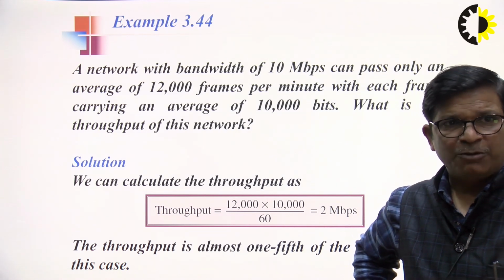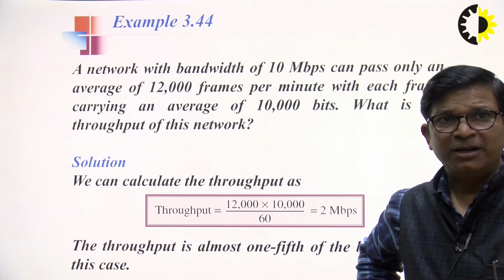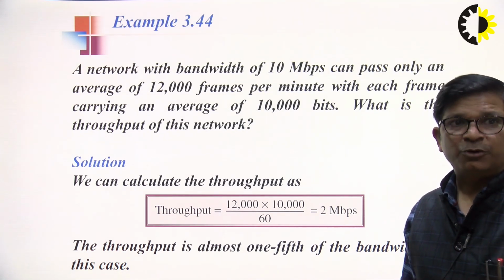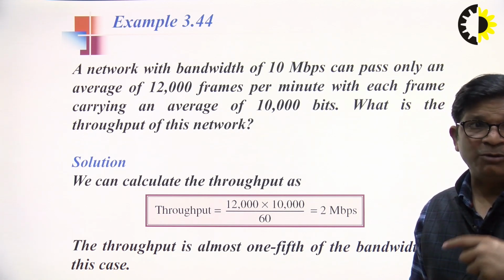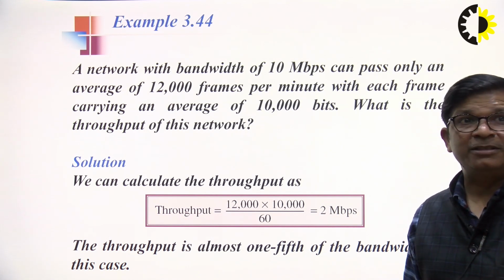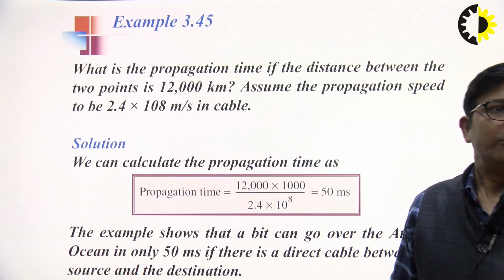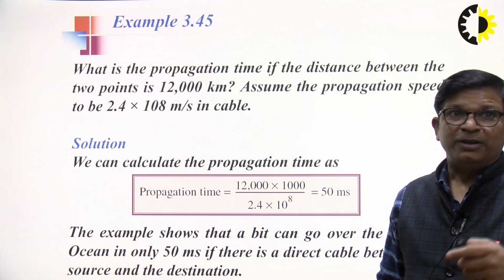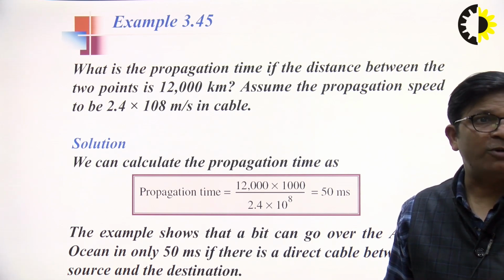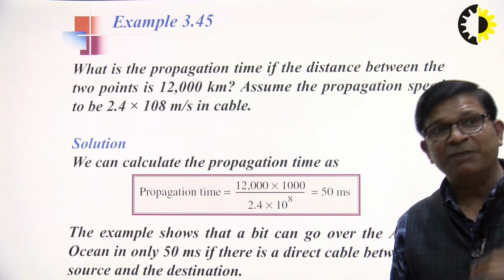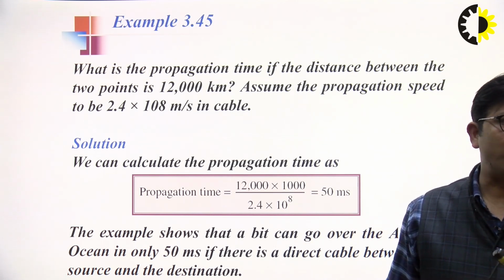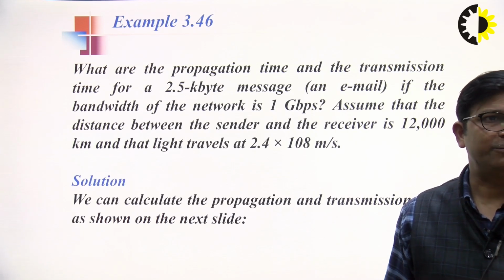If we calculate the throughput as 12,000 frames per minute and each frame carries 10,000 bits, then 12,000 multiplied by 10,000 upon 60 is equal to 2 Mbps. So this is how we can calculate the throughput of a particular channel. The channel capacity is 10 Mbps. Now the propagation time: if the distance between 2 points is 12,000 kilometers and the propagation speed is 2.4 into 10 to the power 8 meters per second in a cable, the propagation time is 12,000 multiplied by 1000 upon 2.4 into 10 to the power 8, which gives 50 milliseconds.